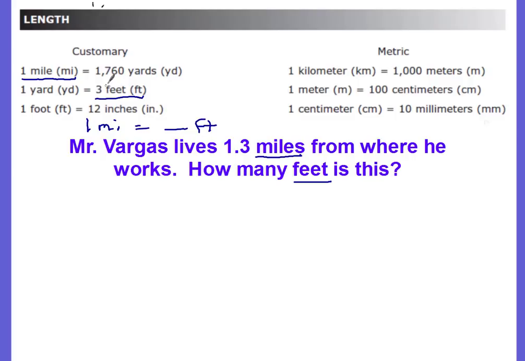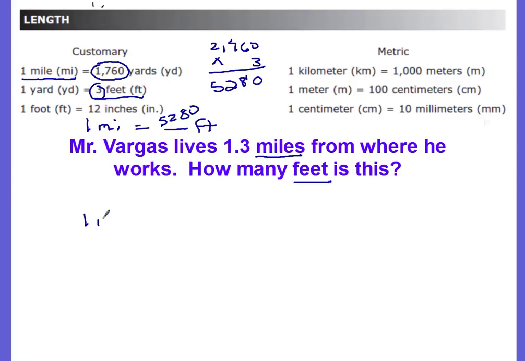And to do that, we just work our way up by multiplying. So we start with the smallest, the 3 feet, and we go up to the next level, which is 1,760 yards. So we need to multiply these two. So 1,760 times 3, 0. 3 times 6 is 18, carry the 1. 21 plus 1 is 22, carry a 2. 3 times 1 is 3, plus 2 is 5. So we can see that 1 mile is equivalent to 5,280 feet. So this is our reference chart formula, or reference chart rate.